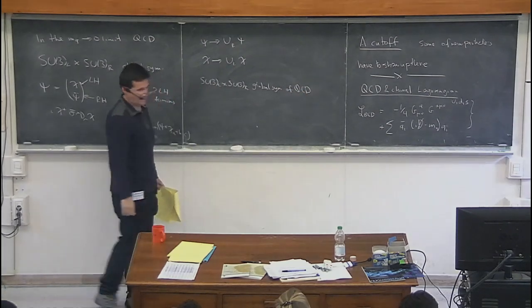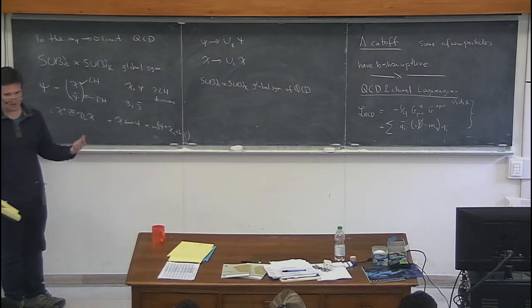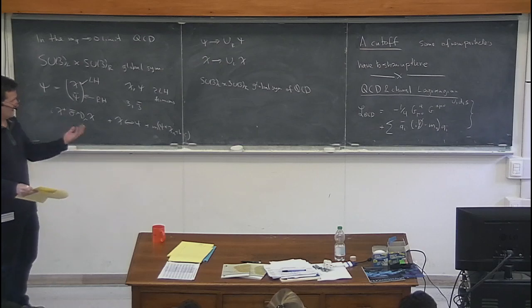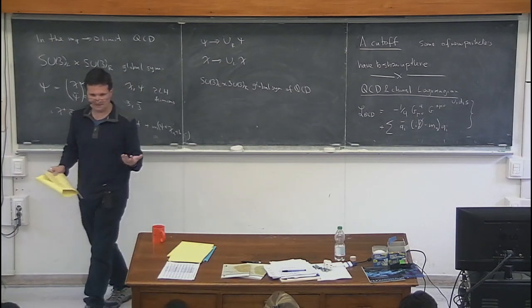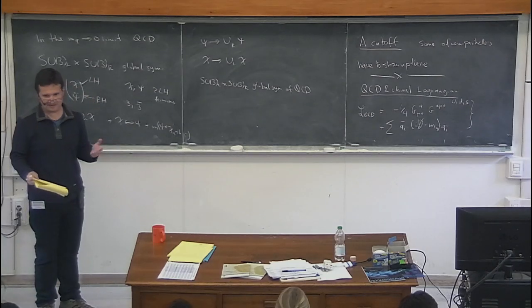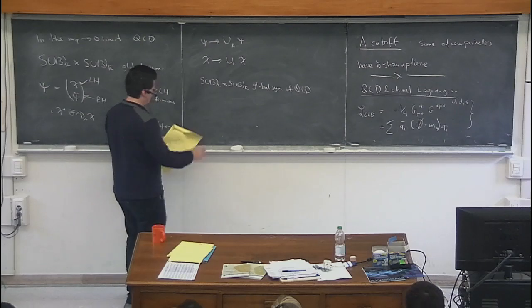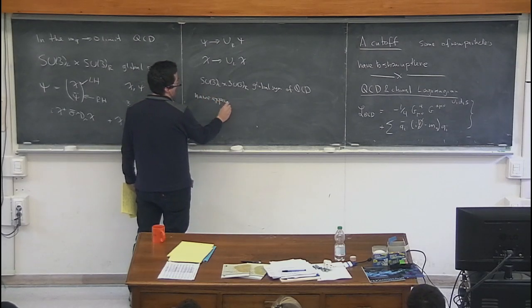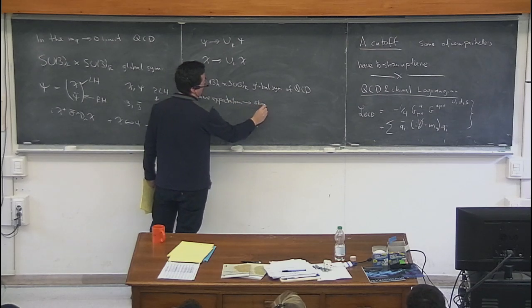And the naive expectation is that, QCD of course being a strongly coupled theory, it will form some bound states. The naive expectation is that you have this global symmetry, and the global symmetry should be realized also on the bound states.